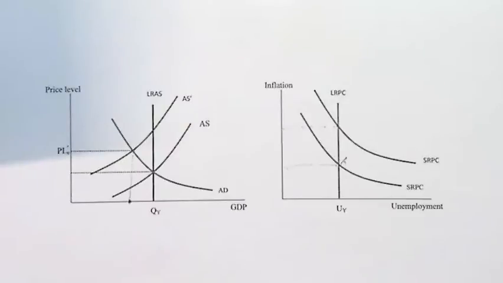Higher price level and low output level mean higher unemployment, which means the Phillips curve has shifted to the right. Higher inflation and more unemployment. So now let's summarize. With an aggregate demand shift, there will be a movement along the Phillips curve, but when aggregate supply shifts, the entire short-run Phillips curve will shift.